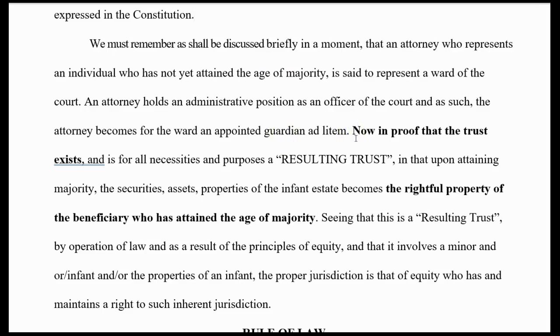Now, in proof that the trust exists and is for all necessities and purposes a resulting trust in that upon attaining majority, the securities, assets, properties of the infant become the rightful property of the beneficiary who has attained the age of majority. We're coming in and saying we are the beneficiary, or essentially the beneficial title holder, okay? You really can't say you own something, but you hold title to something, and they can't disprove it. Just by holding a birth certificate in your hand is all the proof you need.